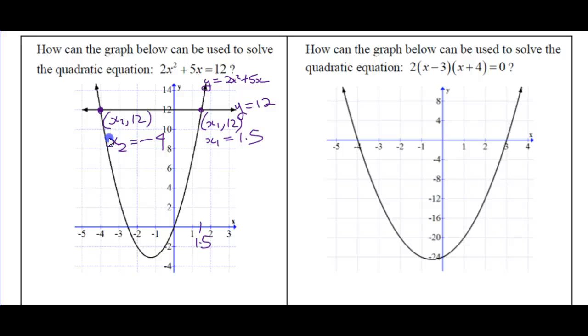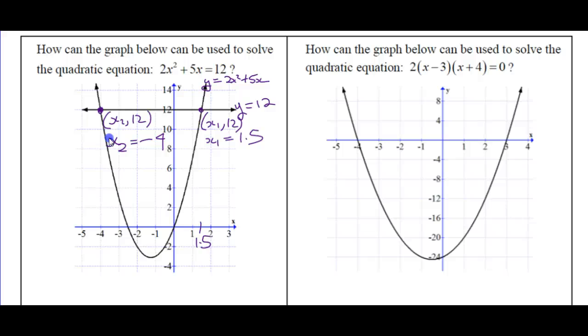Okay, any questions on that one? So we have two different curves, right? We have 2x squared plus 5x, that's a quadratic. We've got y equals 12, that's linear, it's a straight line. Right? It's actually a horizontal line, it's not even on an angle, it's not oblique.